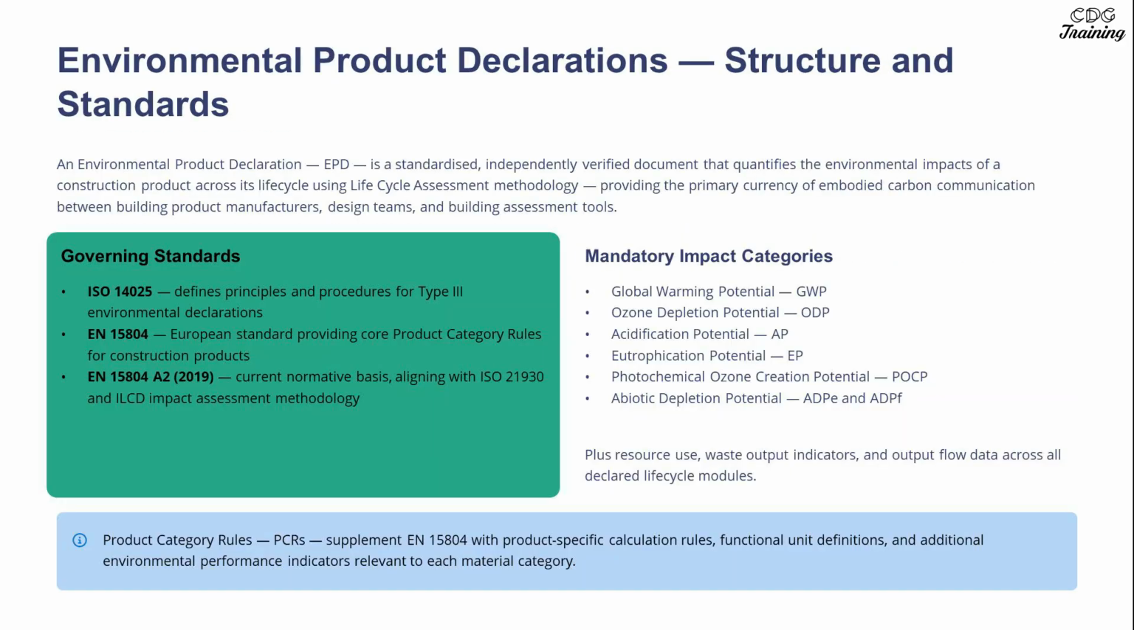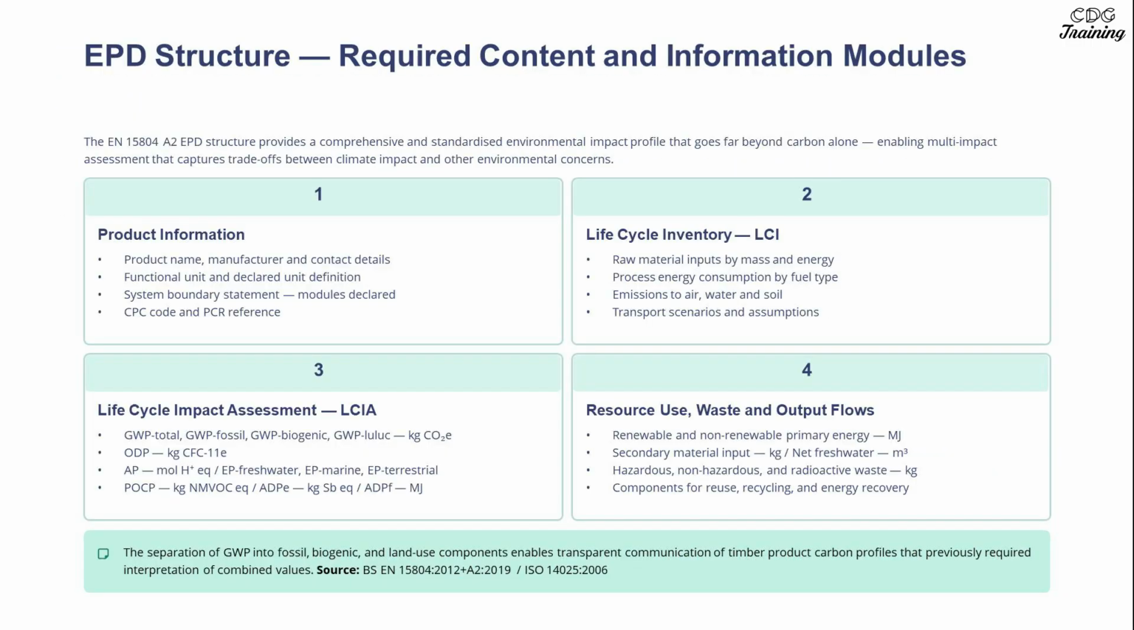Environmental Product Declarations, or EPDs, are standardized documents that quantify the environmental impacts of a product. They are governed by specific standards and include mandatory impact categories to ensure comprehensive assessment. The EN 15804+A2 EPD structure provides a detailed framework for assessing environmental impacts, capturing cradle-to-grave data and other essential environmental concerns.